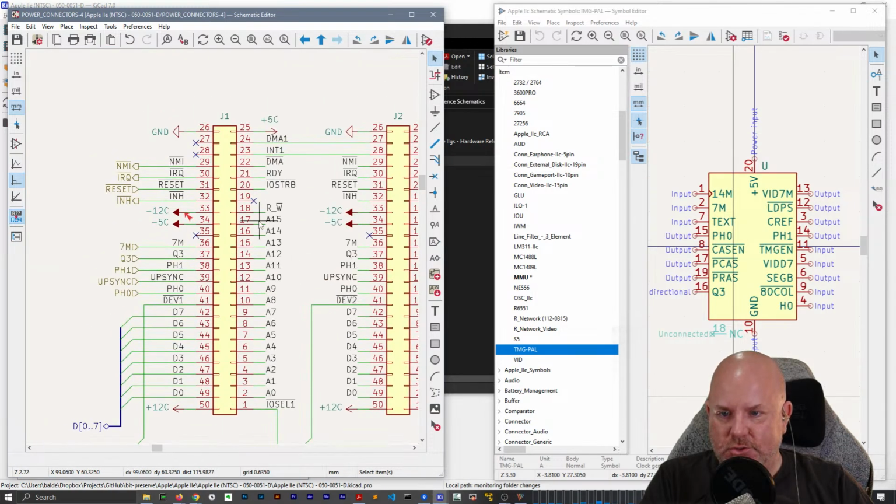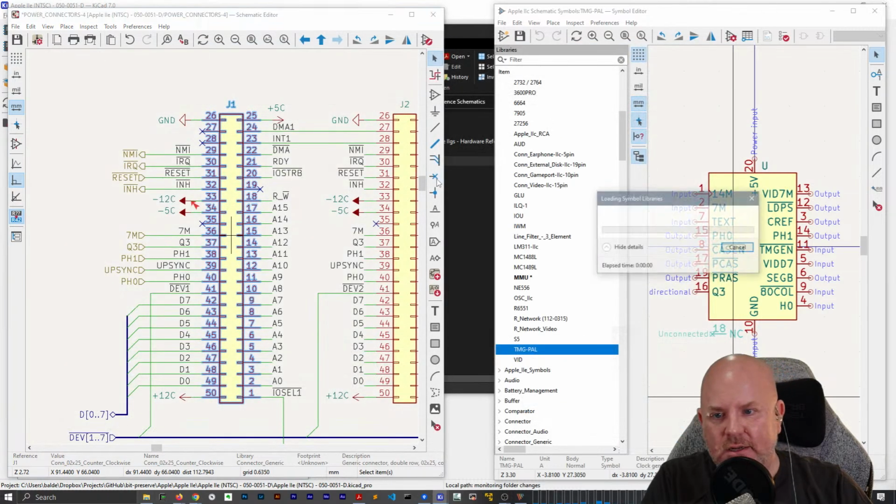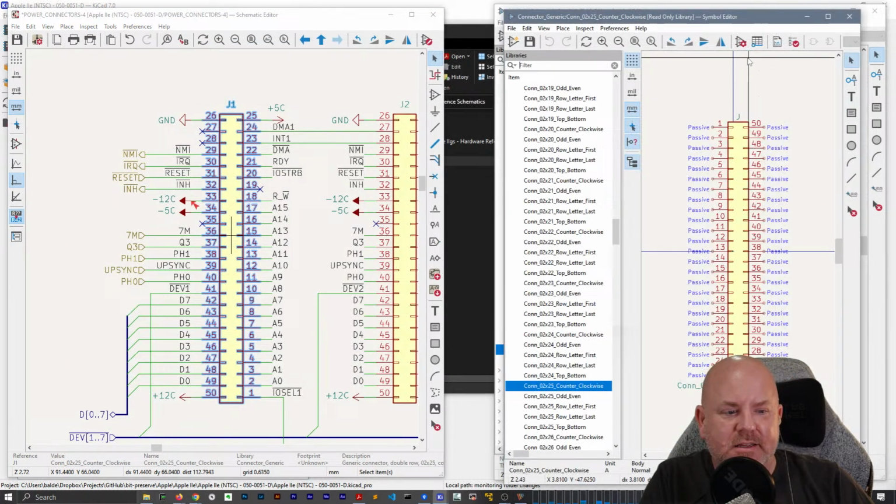Oh, this is super easy, right? The slot. Just kidding. I guess technically we can just leave the slot all passive.